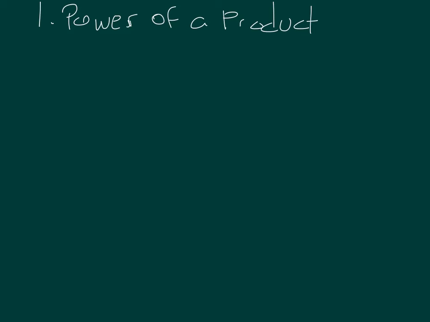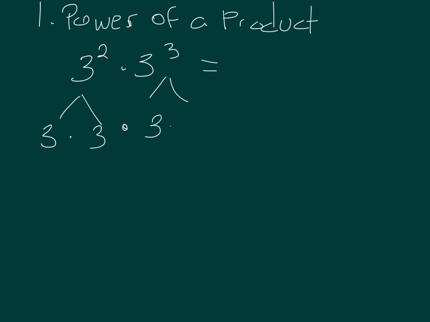Okay, so let's take our first example. We've established we have to have like bases. So what if we have 3 squared times 3 to the 3rd? What is that going to equal? Well, let's look. We know that 3 squared is 3 times 3, times, we know that 3 cubed is 3 times 3 times 3. So how many? We have 3 to the what here? 1, 2, 3, 4, 5.